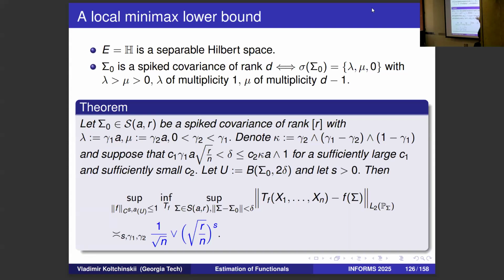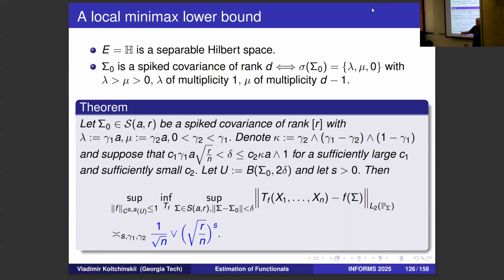What kind of operators should sigma naught be? I call it spiked covariance. So I call sigma naught spiked covariance of rank d, for instance. It means that the spectrum of this covariance operator consists only of 3 eigenvalues. Lambda is the largest eigenvalue. It should be of multiplicity 1. Mu is the next eigenvalue. It will be of multiplicity d minus 1.